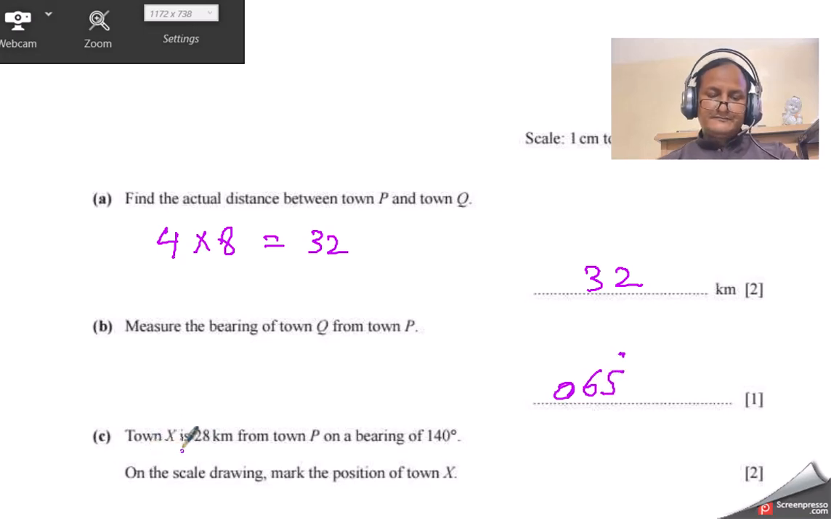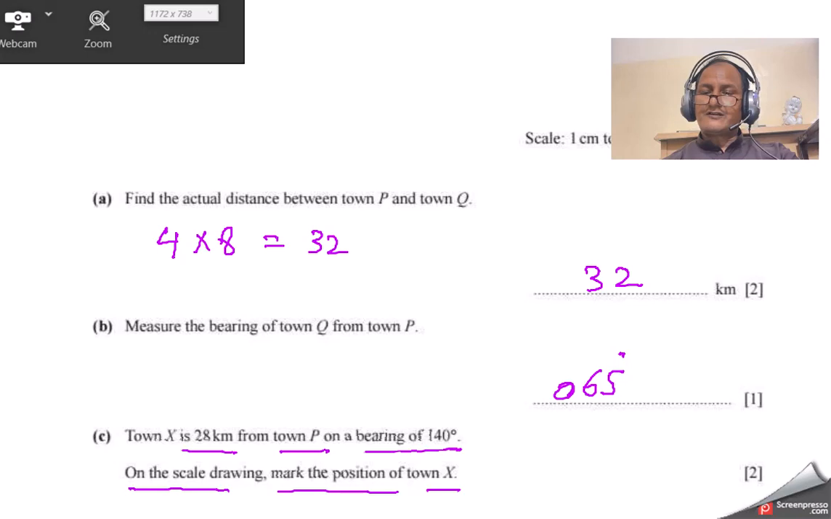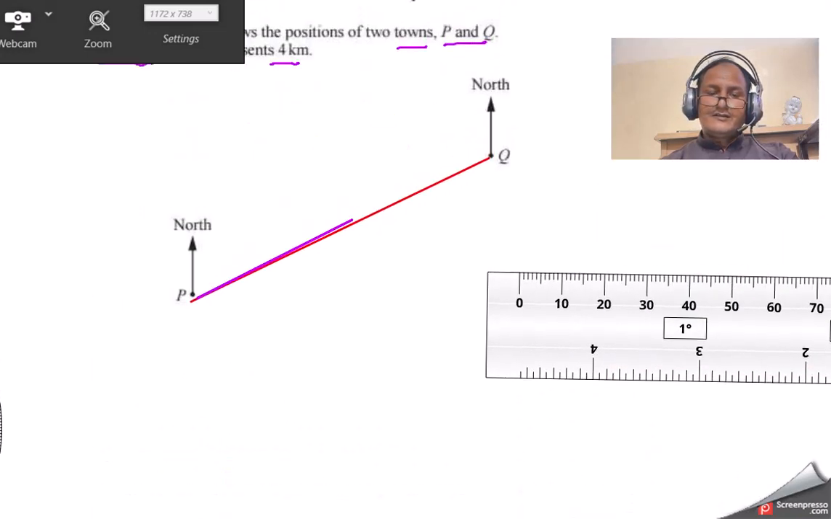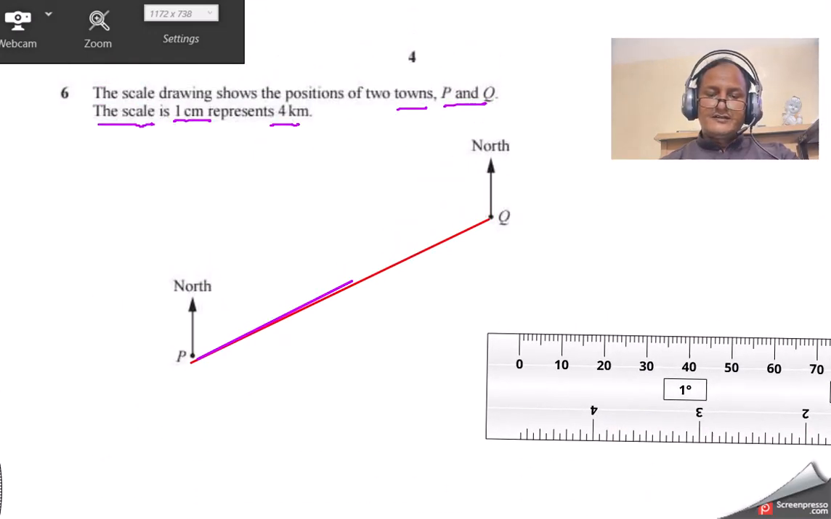The town X is 28 kilometers from the town P on a bearing of 140 degrees. On the scale drawing, mark the position of X. Since 1 centimeter represents 4 kilometers, 28 kilometers represents 7 centimeters.